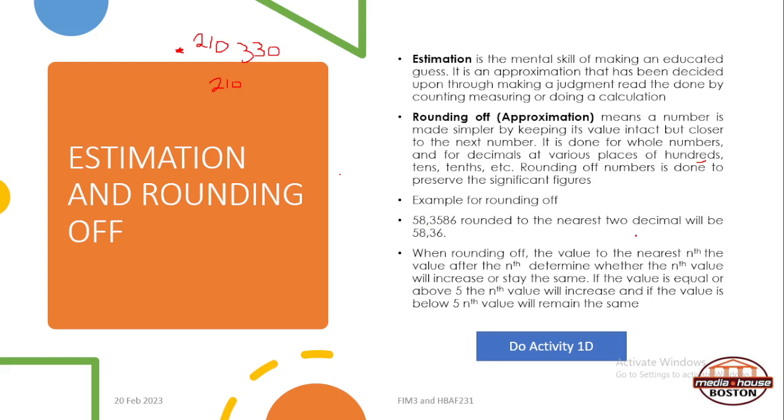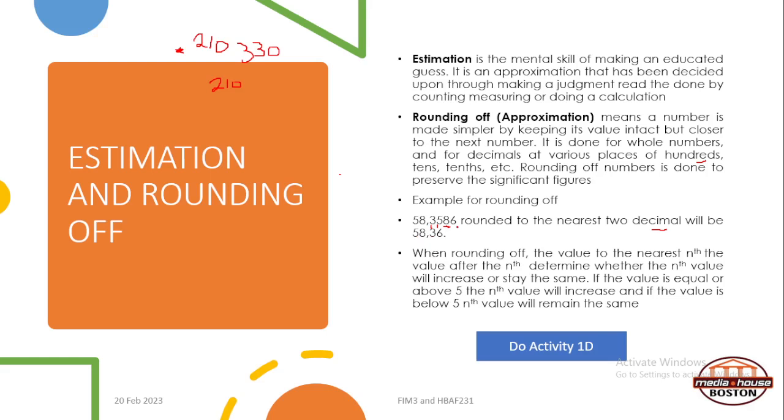So if we take the example that is given there, it says that 58,3586 rounded off to the nearest 2 decimals. So under this case, we're going to take 2 decimals. So the first decimal, the second decimal, and then we'll take a look at the third one. Is the third one above 5? If the third one is above 5, therefore it's gonna add a 1 to the second decimal, because we're rounding off to 2 decimals, meaning that the 8 will therefore change the 5 to 6. So therefore we're gonna have the new rounded off amount being 58,36.